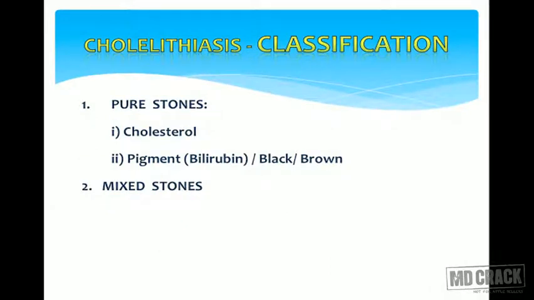Classification of gallbladder stones, mainly two types: pure stones, which are mainly made up of cholesterol. Sometimes it could be pigmented gallbladder stones, especially bilirubin pigments. Whenever you use the word pigmented gallbladder stones, think about hemolytic anemias. Pigmented gallbladder stones in an 8-year-old or 10-year-old boy or girl, always think about hemolytic anemias causing the cholelithiasis. Mainly hereditary spherocytosis, sickle cell anemias, sometimes thalassemias.